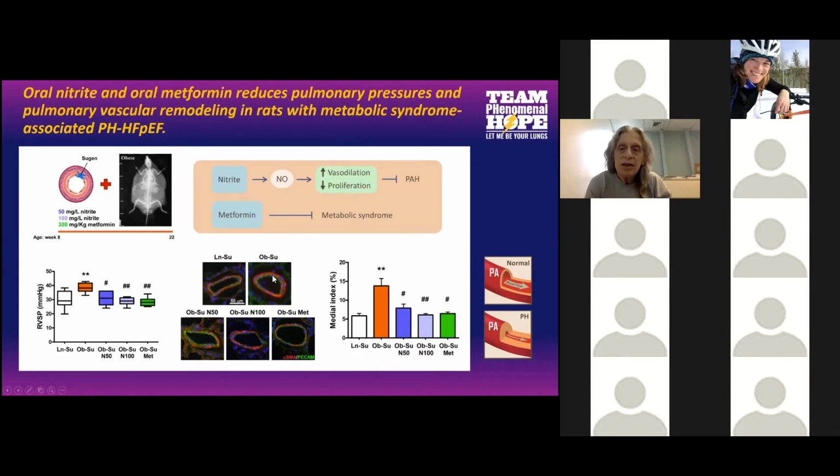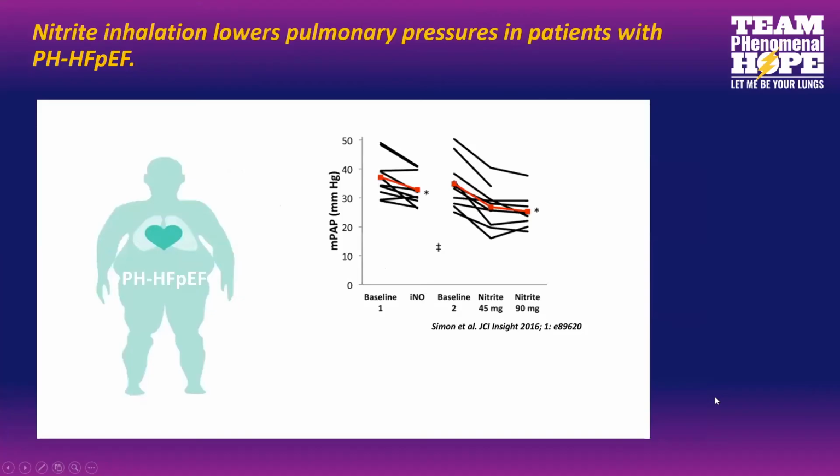If you can see the red portion, you can also appreciate that the treatment of nitrite and the metformin reduce the pulmonary vascular remodeling in these obese Suchin animals. So in patients with PH-HFpEF, recently the data was also shown that the inhalation of nitrite as well as nitric oxide decreased mean PA pressure in 10 patients with PH-HFpEF, and now the inhaled nitrite is in a phase 2 clinical trial.